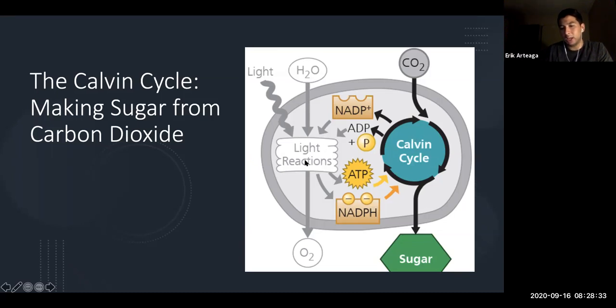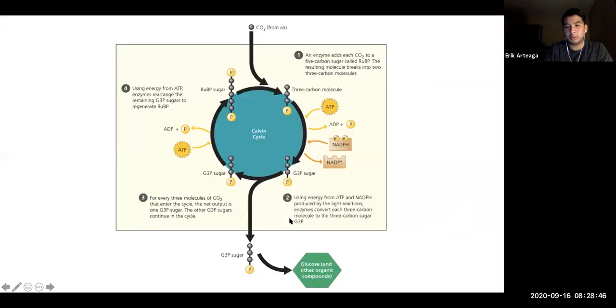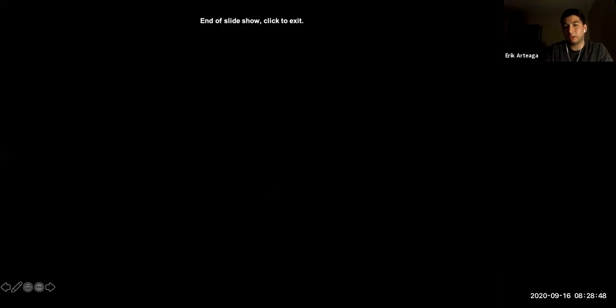But there's no light at night, so they're not running the light reactions. So they'll store up all this NADPH, and then carbon fixate at night, and then they're done. And this makes sense too, because cactus, or cacti, don't grow as fast as other plants.